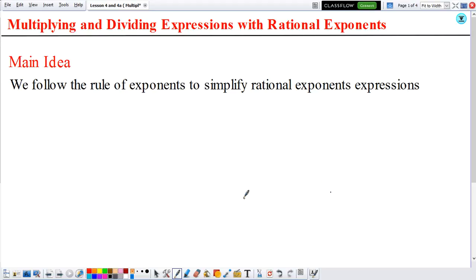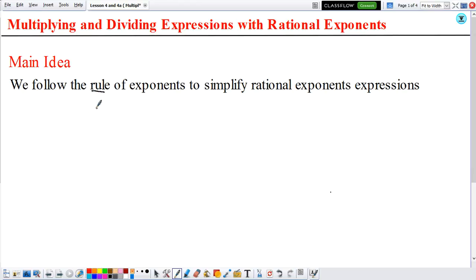Today, we will see how we multiply and divide expressions with rational exponents. The main idea here is that we're going to follow the rule of exponents that we know, where if you're multiplying, you add the exponents, and if you're dividing, you subtract the exponents. That is if both of them have the same base. And then we're going to get an answer.